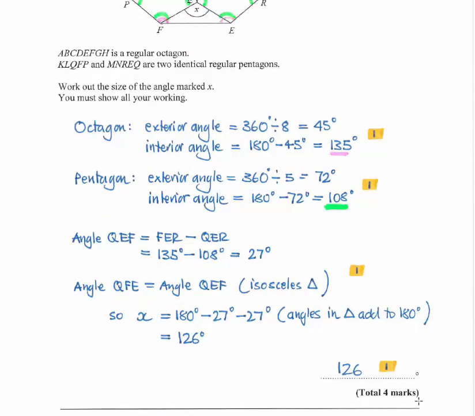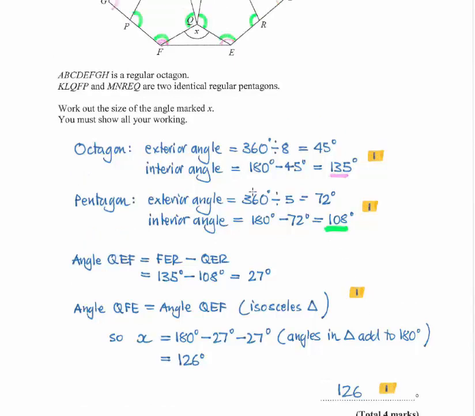Now, I get 4 marks for that, but it's important that you show some working out. If you just write 126, it says you must show all your working. So you may get just 1 mark, even if you get the right answer, if you don't show any explanation. If you work out the answer and you get the answer right, you must know what you're doing. It wasn't by random chance that you got 126. So write in what you are doing. Try and explain.